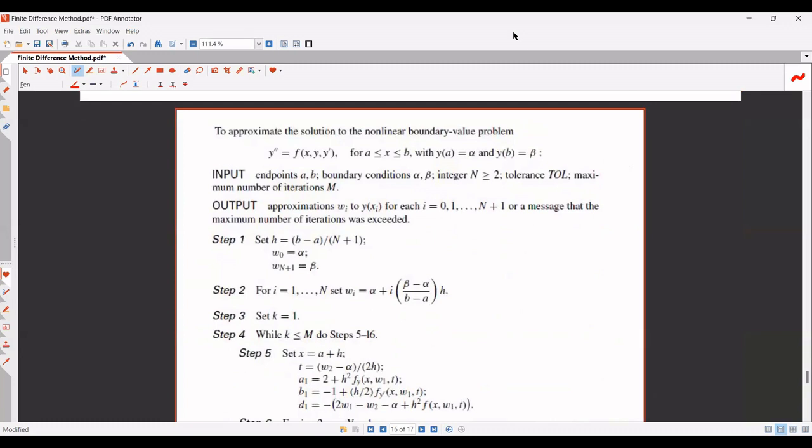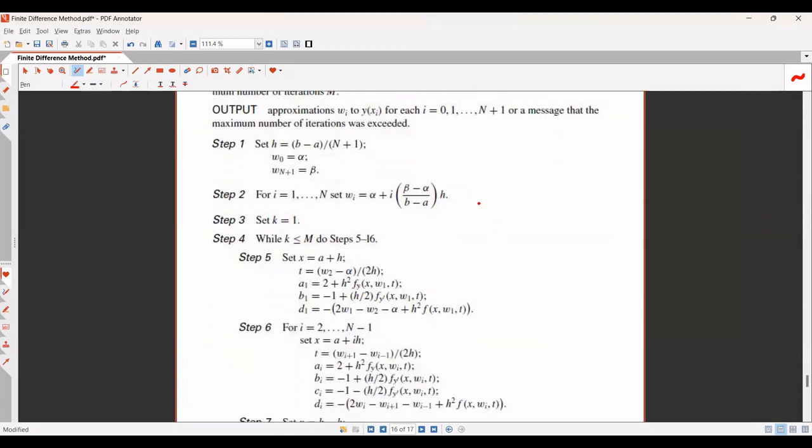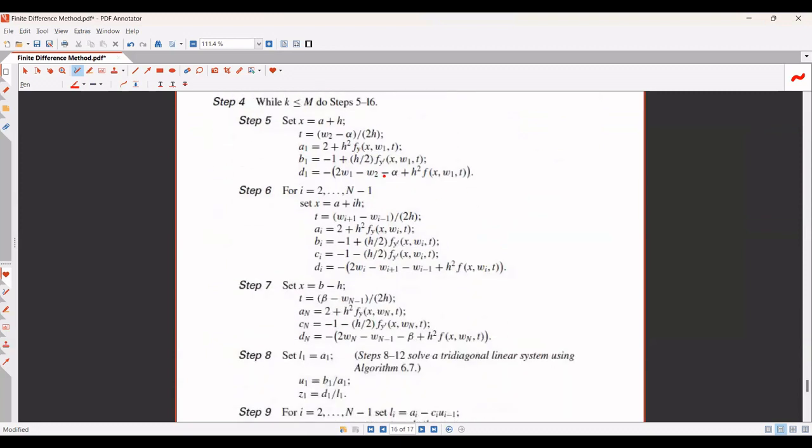Okay, this one is for the nonlinear finite difference method algorithm. And this is what they did.